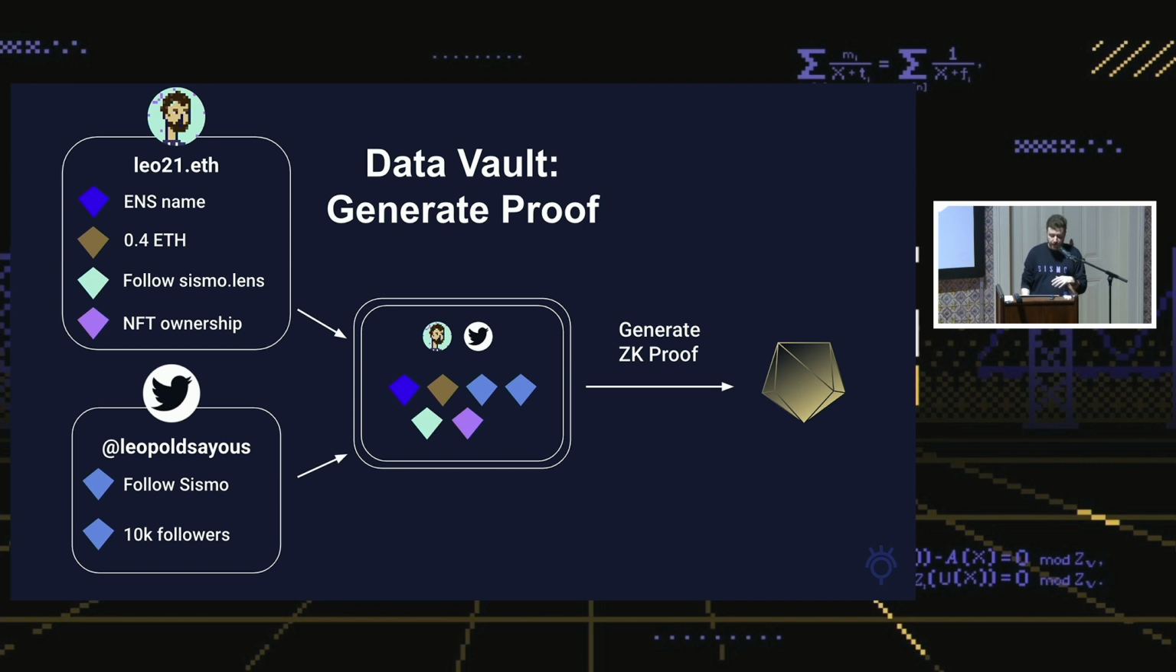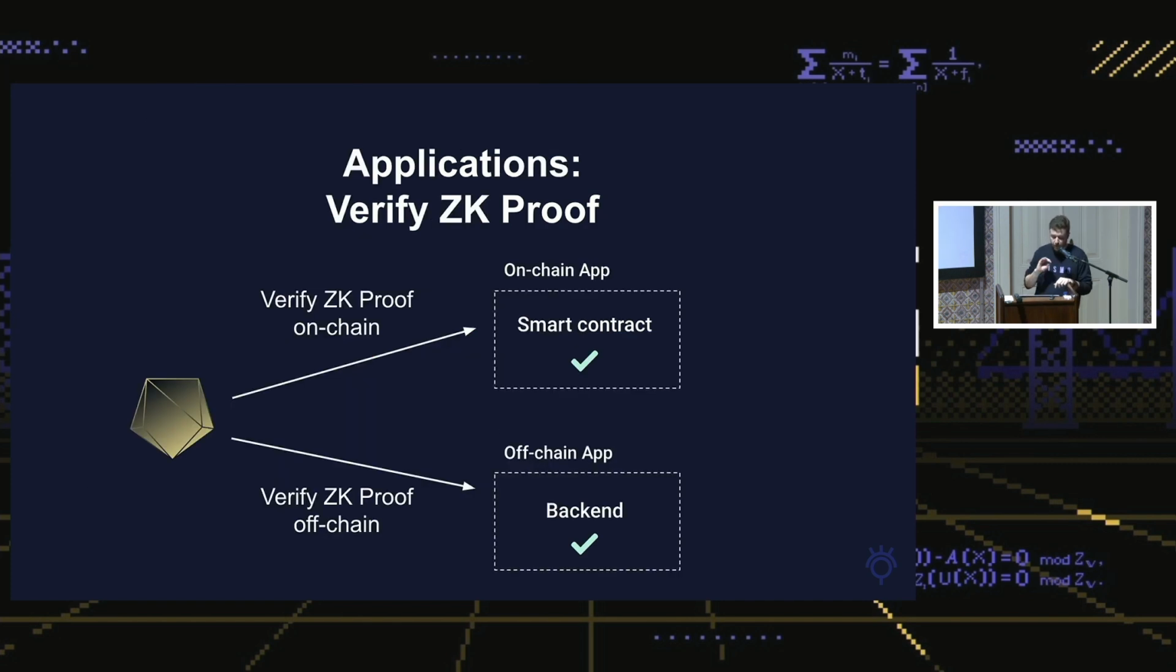So in my data vault, I can import different accounts. I can import my Twitter account, my public ENS, and I have all this data added inside the Sismo data vault. When I send back the ZK proof, the application will directly verify the ZK proof through a smart contract, for instance, or on the backend. So the smart contract will be the airdrop, ZK drop, and the backend will be the ZK sub.